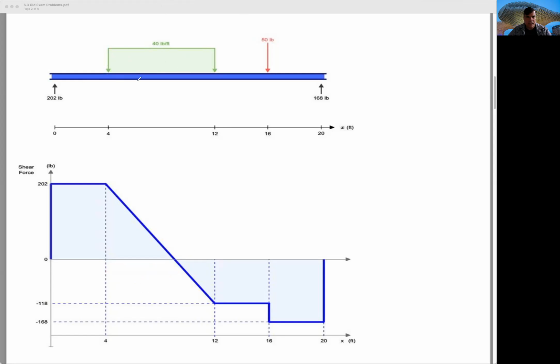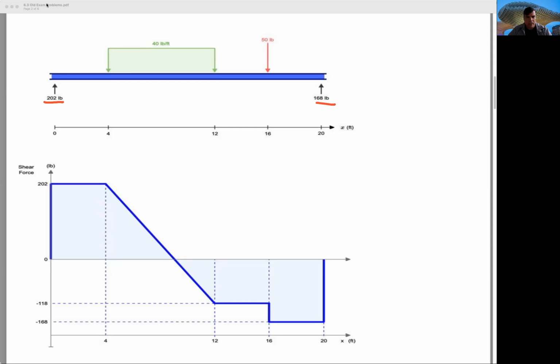The exercise is easier because we can substitute 40 by 320 in the middle, and we calculate the moment here. All these elements could be negative, and this is positive. And well, we can easily calculate the two reactions, 202 and 168. That is the first part of your problems always, unless I give you this number, like in this exercise.